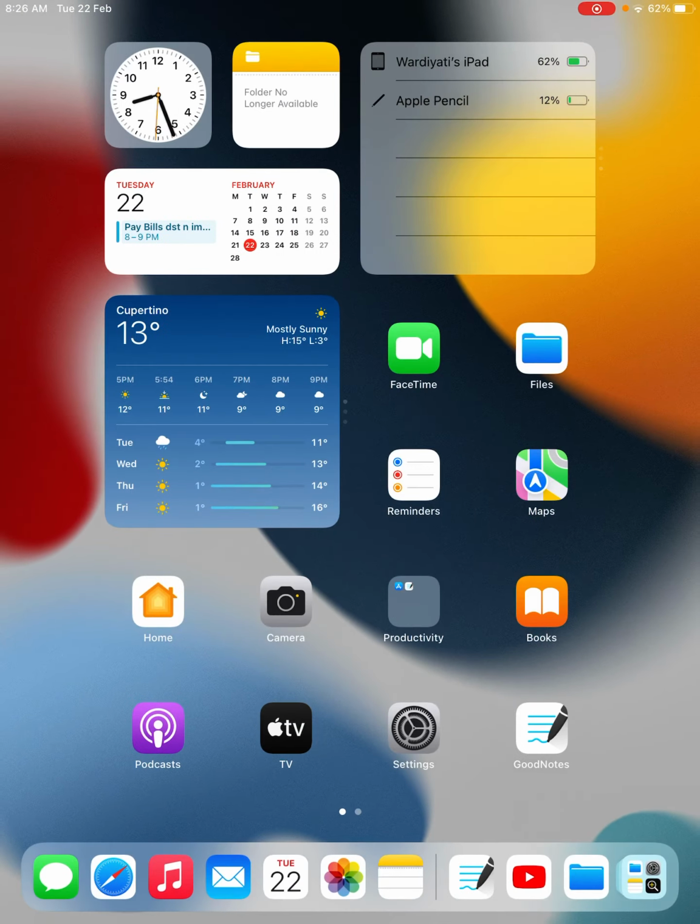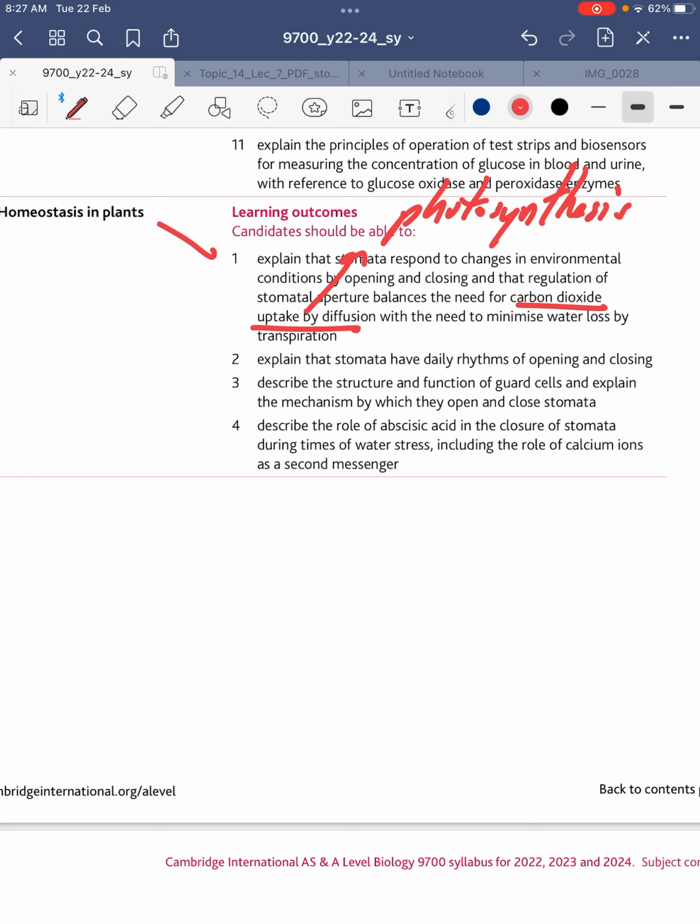Okay, good morning, students. Today we're going to learn four learning objectives. First, explain that stomata respond to changes in environmental conditions by opening and closing, and that regulation of stomatal aperture balances the need for carbon dioxide uptake by diffusion, which is for photosynthesis, and the need to minimize water loss by transpiration.